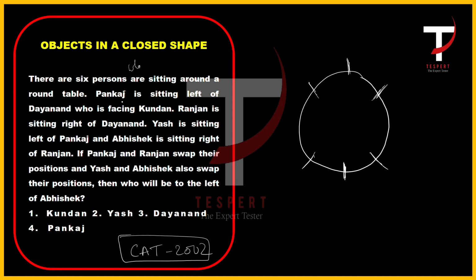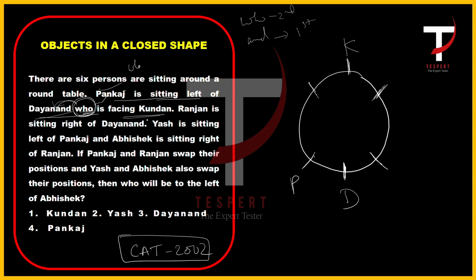So Pankaj is sitting left of Dayanand, who is facing Kundan. As of now we can take any direct statement and put it. Pankaj is left of Dayanand. Who is facing Kundan? See here the importance of who. Does who refer to Dayanand or to Pankaj? Who refers to the second person, not the first person. Here Dayanand is the second person and Pankaj is the first person. So Dayanand is facing Kundan.